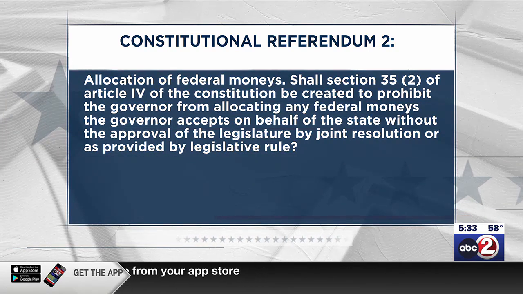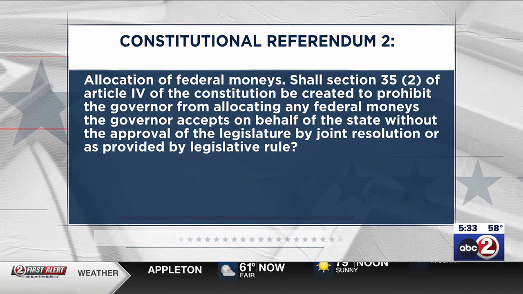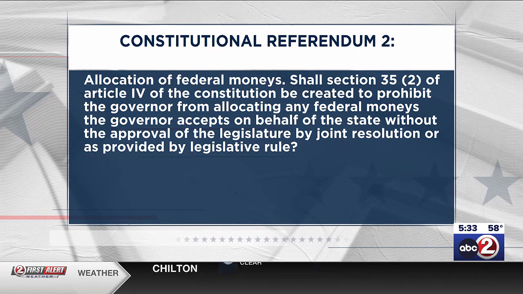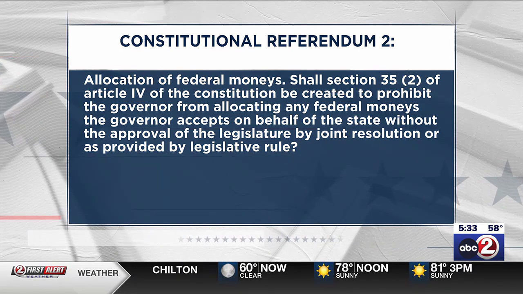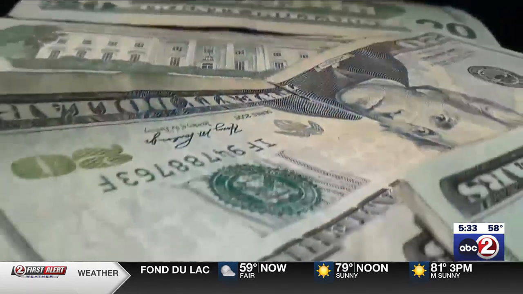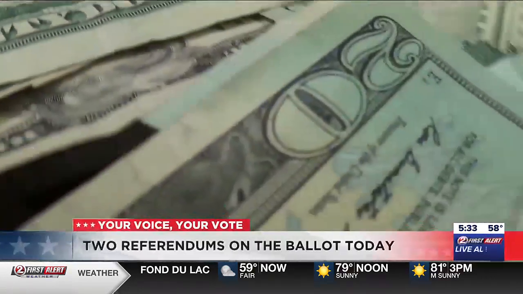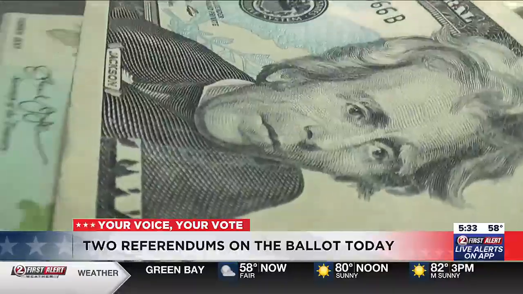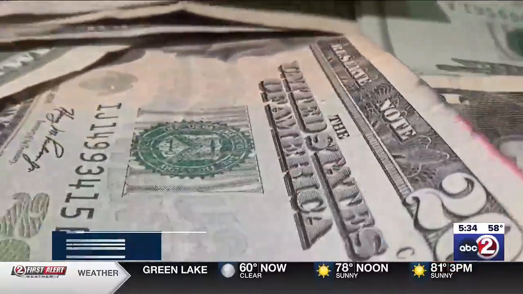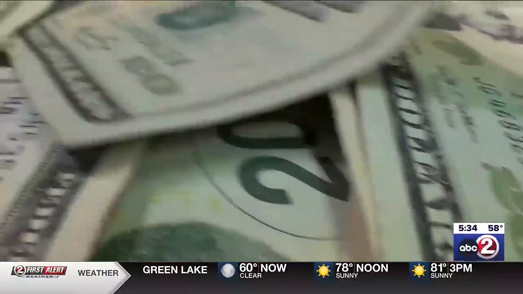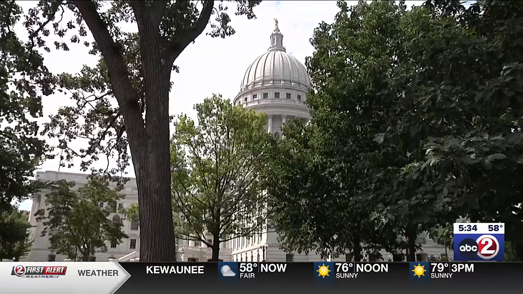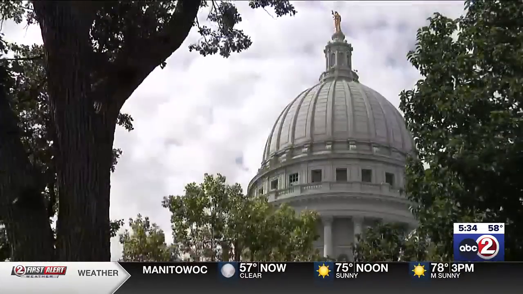A yes vote means changing the Constitution to require the governor to earn that legislative approval before choosing where the money goes. A no vote means the governor can continue to accept and use federal funds without approval from lawmakers. Just one example of federal money, the billions of dollars given to Wisconsin related to COVID-19 relief. Republican authors of the amendments say the change would bring necessary reform to the governor's power to decide how federal money is distributed, but Democrats argue the amendments are a power grab by Republicans.